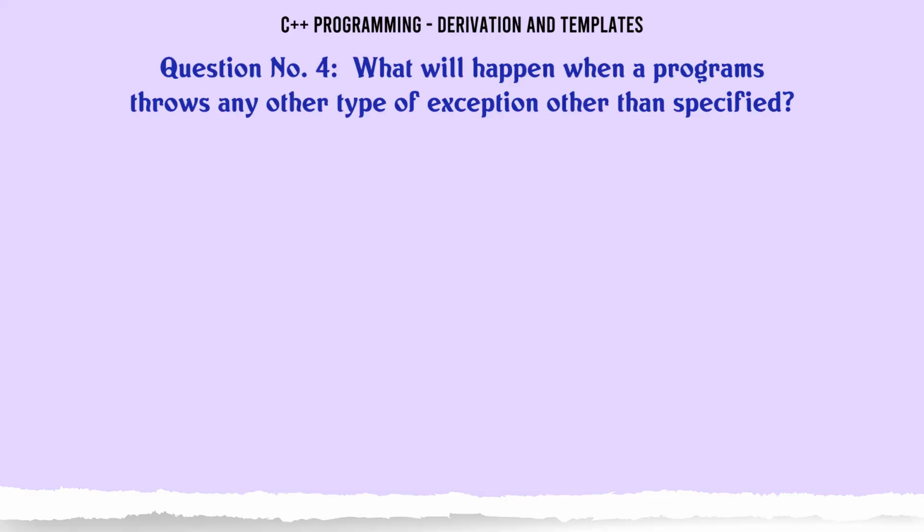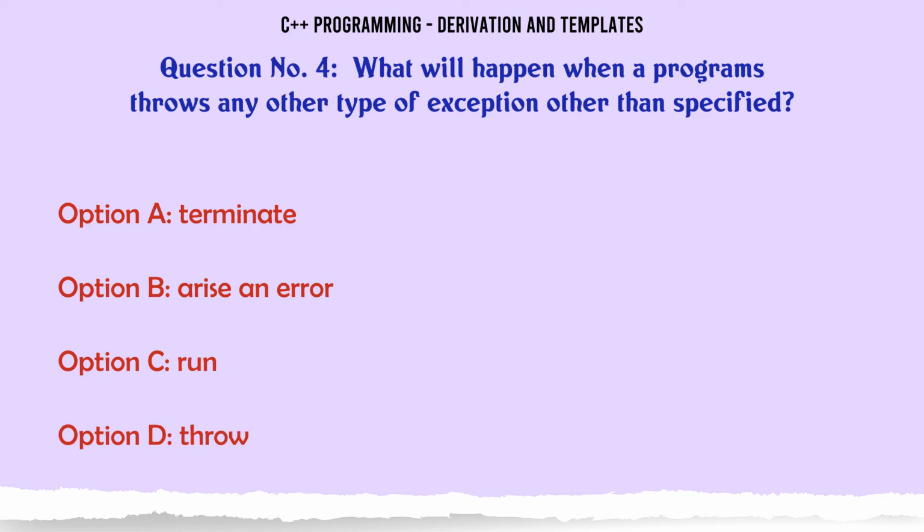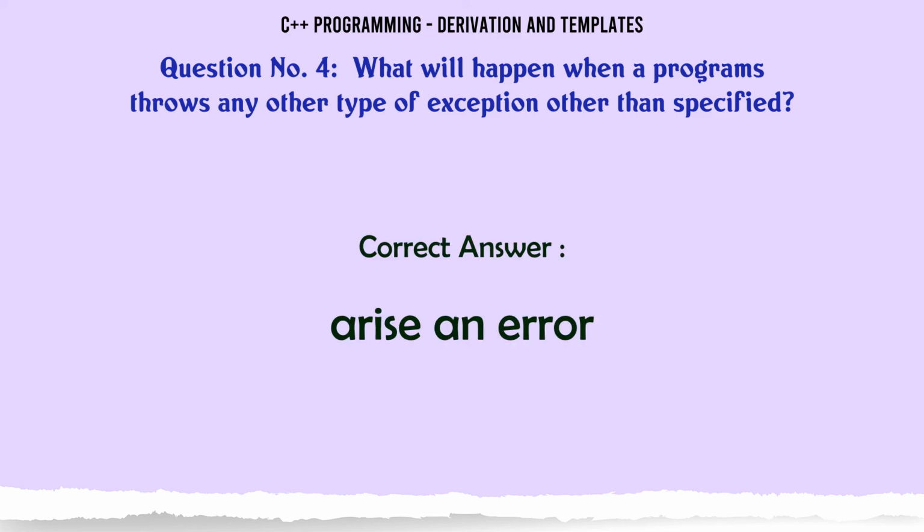What will happen when a program throws any other type of exception other than specified? A. Terminate. B. Arise an error. C. Run. D. Throw. The correct answer is arise an error.